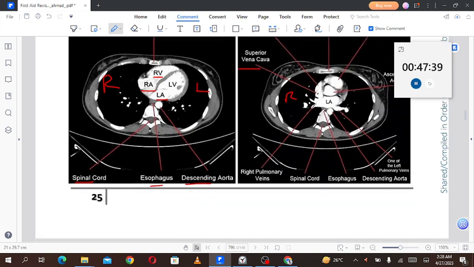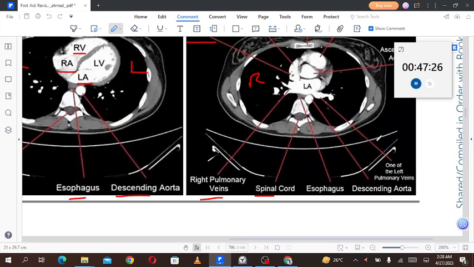Okay. Then we have the right pulmonary veins. Pulmonary veins like this. This is the bifurcation you can see. So the pulmonary veins are over here. Then the spinal cord, inside is the spinal canal. In this, the esophagus is over here. This is the esophagus. Let me zoom it. Yeah, this is the esophagus over here. This thing, that is the esophagus.